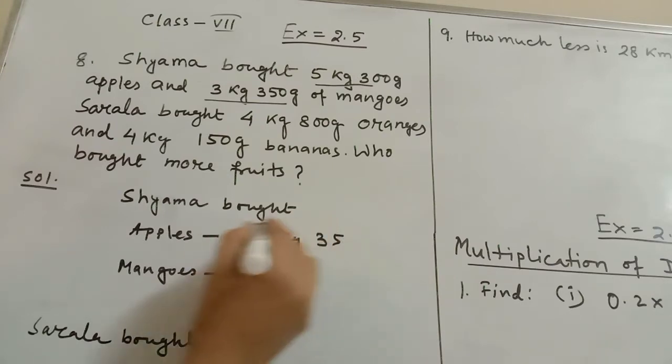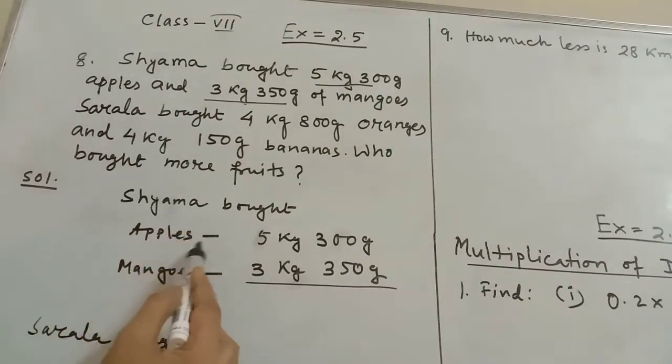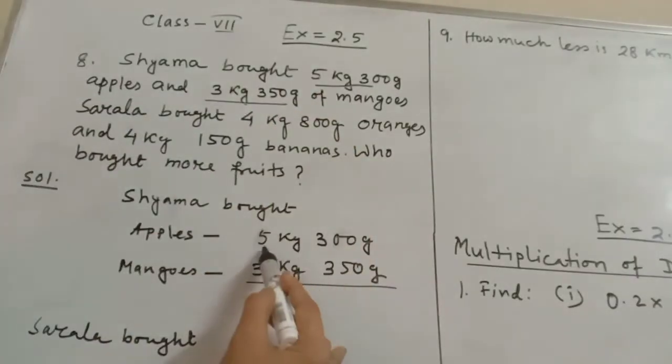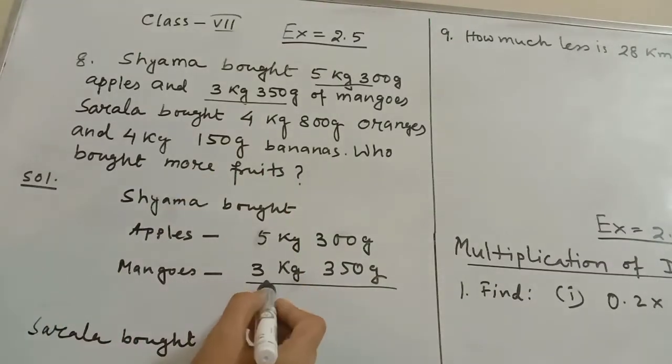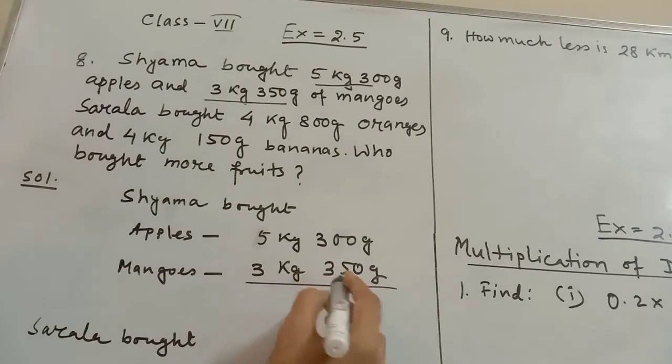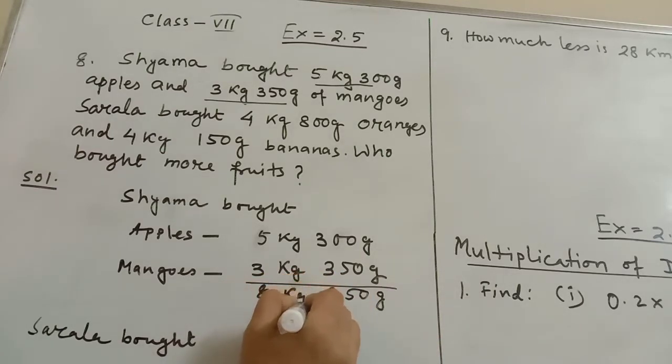So Shama bought apples 5 kg 300 gram and mangoes 3 kg 350 gram. In total, you add this: 5, 0, 6 and 8 kg, 8 kg 650 gram.